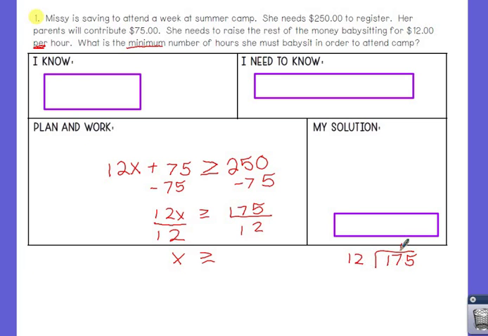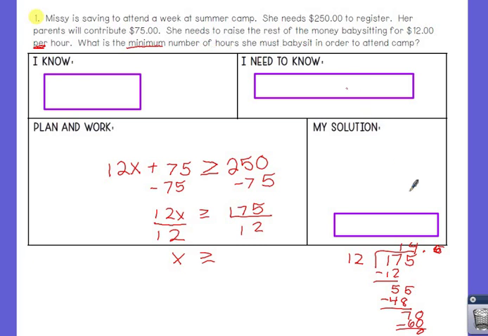12 goes into 17 one time. Subtract, I get 5, bring down a 5. 12 into 55 goes 4 times. Gives me 48. 7 left over. 12 can't go into that, so I do a decimal, I add a 0. 5 times gives me 60. I'm going to stop there.